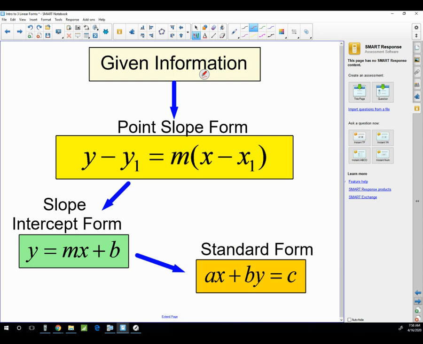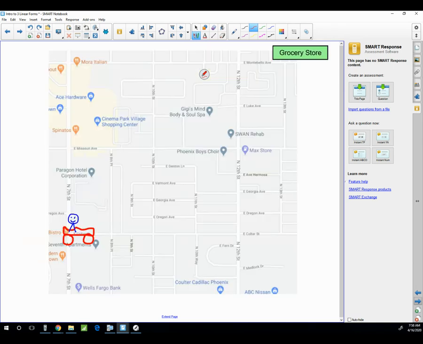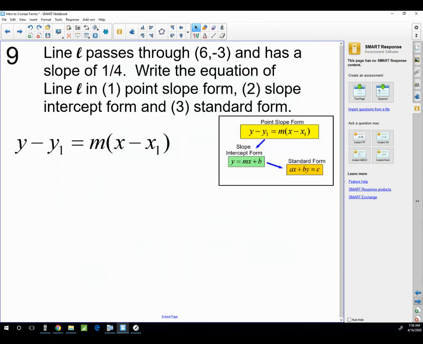We're going to go from information to point slope, slope intercept, standard. There are other paths, but that's kind of like Steve going to the grocery store. He likes to go on Coulter Road, and then 12th Street, and then to the grocery store. He doesn't like 7th Street. So, keep Steve off 7th Street. Let's take the path that's before us.